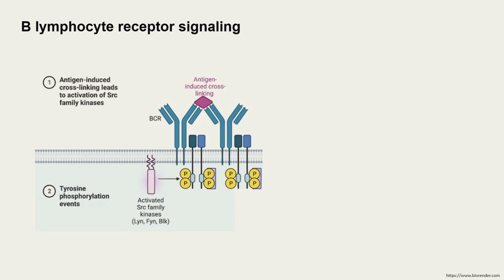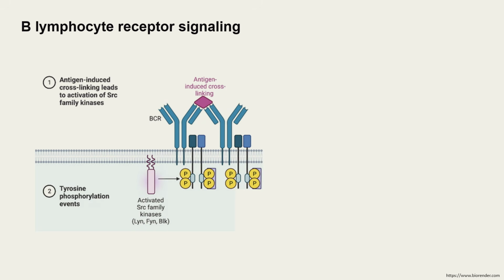What we discussed is that antigen-induced cross-linking leads to activation of SRC family kinases. We have looked into what SRC family kinases are, and they can phosphorylate the ITAM molecules. What will happen next is that this phosphorylation event of the ITAM molecule can recruit multiple other proteins into the cytoplasm area.